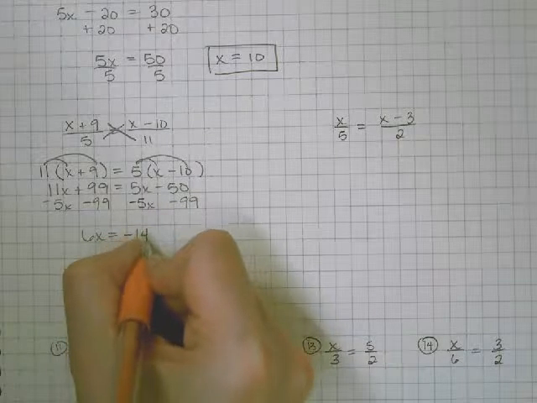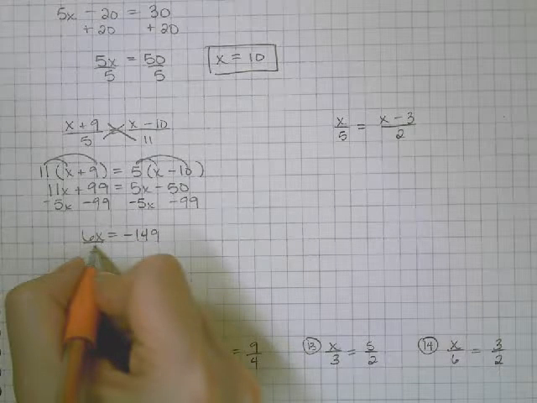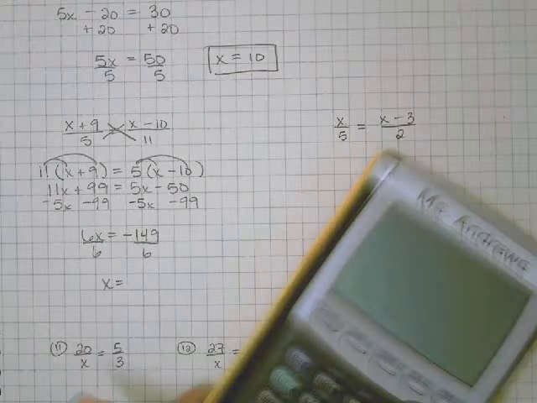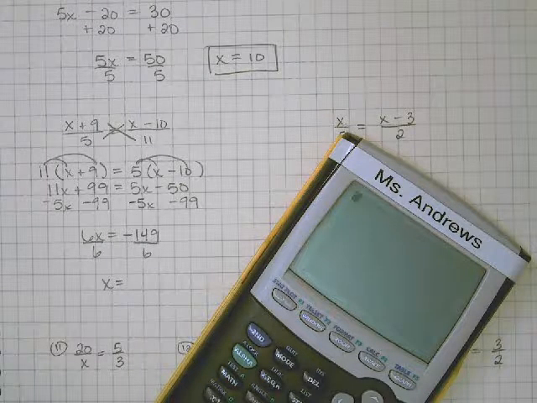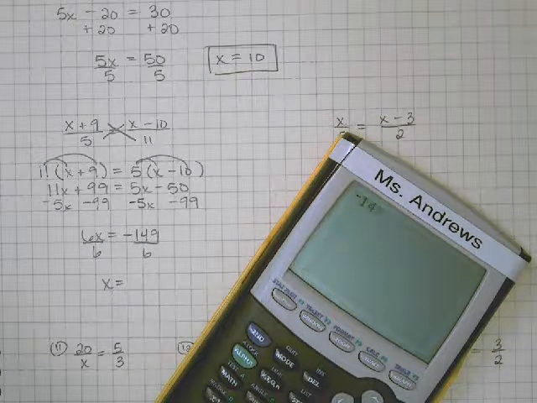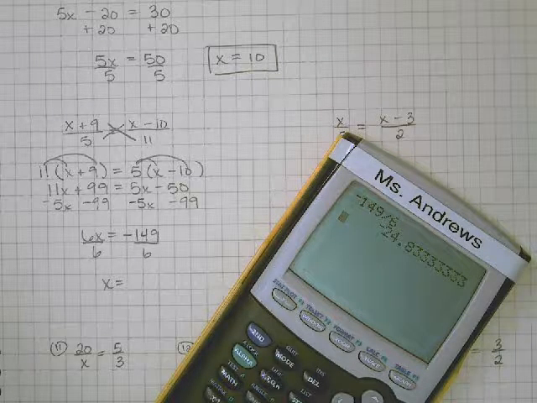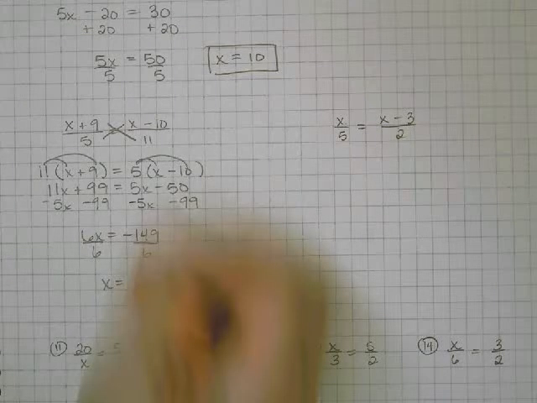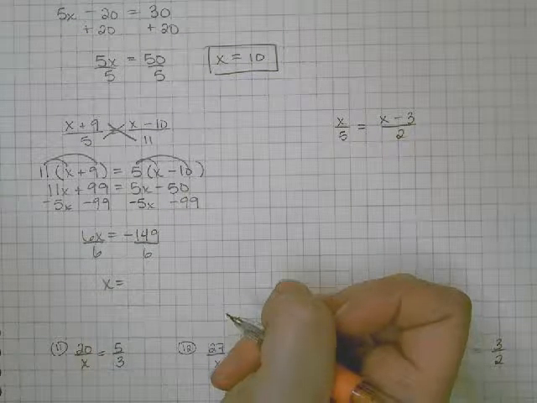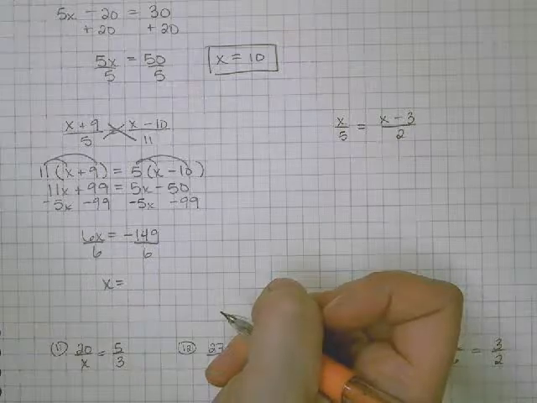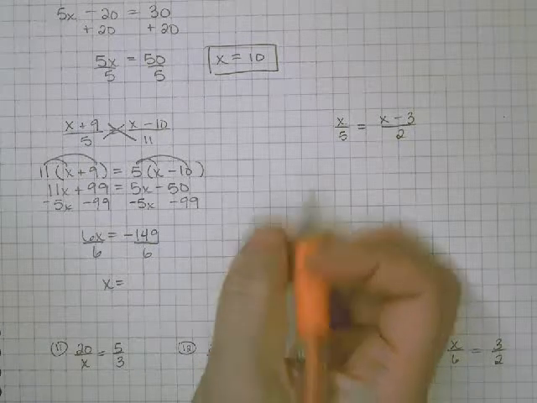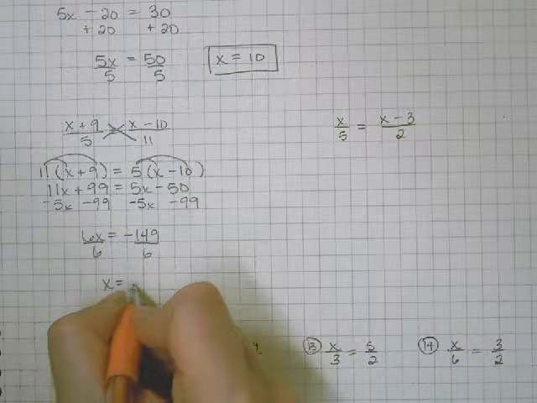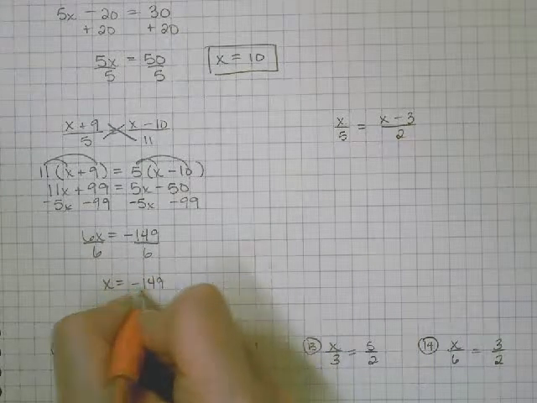Divide both sides by 6. So I have x equals, I don't know that one off the top of my head either, negative 149 divided by 6. Negative 24.83 repeating. I think we just leave it like that because it's not a terminating decimal, so I'm going to leave it as a fraction.